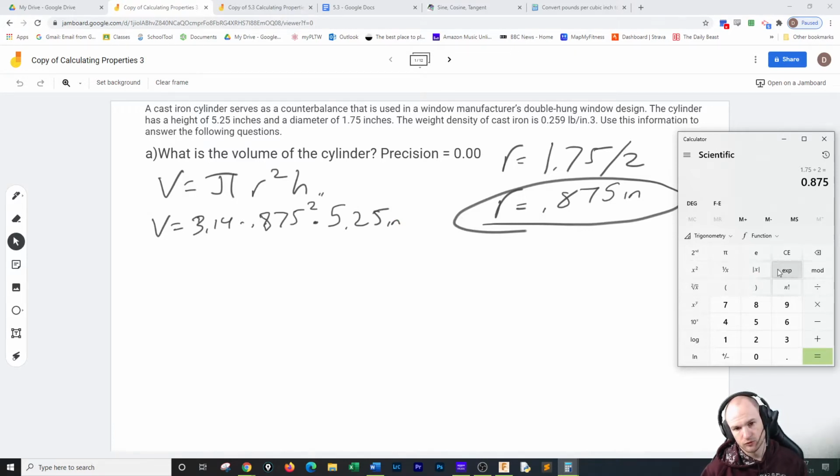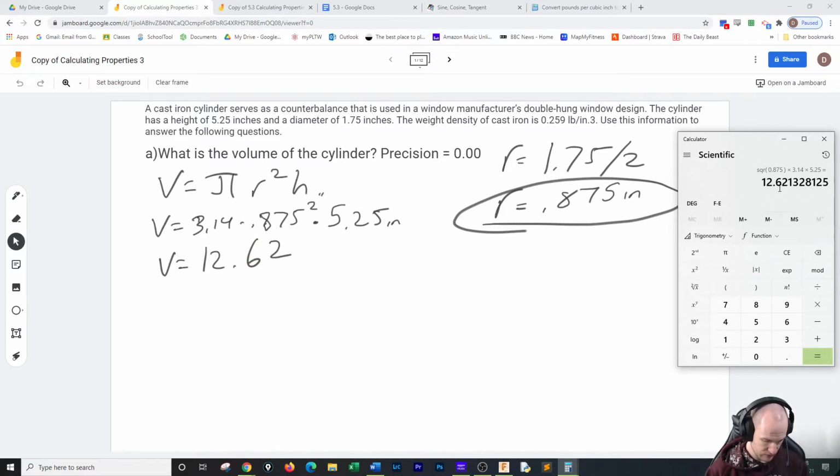So I'm going to square this value. Then I'm going to multiply it by pi. And then I'm going to multiply it again by 5.25. I'm going to hit equals. And that gives me about 12.62 inches cubed. Okay, so that is number 1.